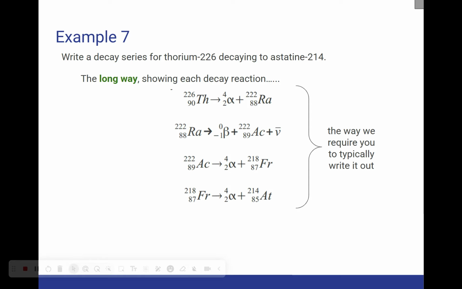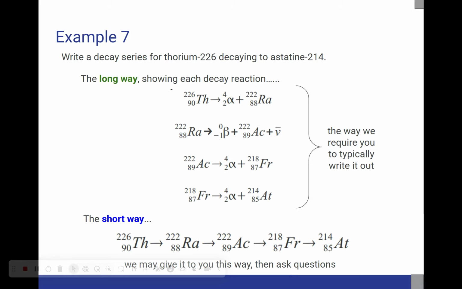But since you are familiar with alpha and beta decays like this, maybe we could write it a shorter way. Maybe I just write the daughter nuclei. So I still start with thorium-226 becoming radium-222, but then instead of showing all of the alphas and betas and even antineutrinos that are being given off, I just show progressively the next daughter nucleus, the next daughter nucleus, the next. It's a lot quicker to write it this way.